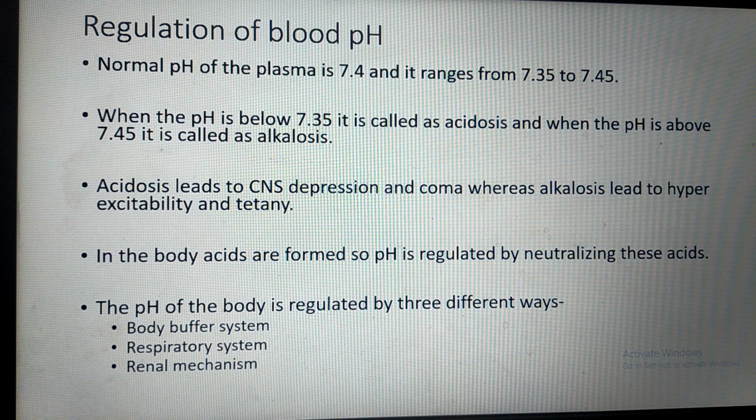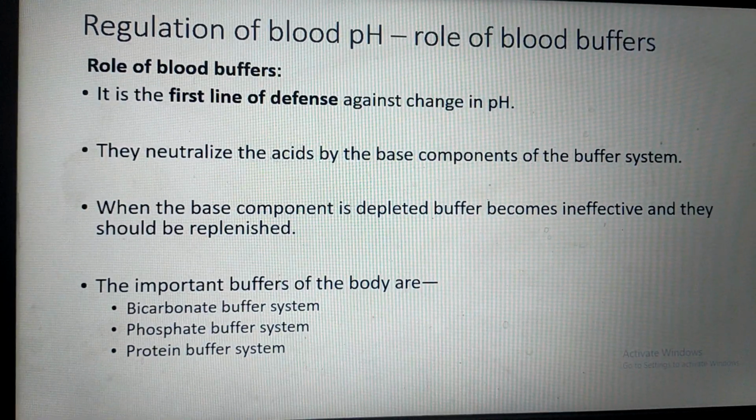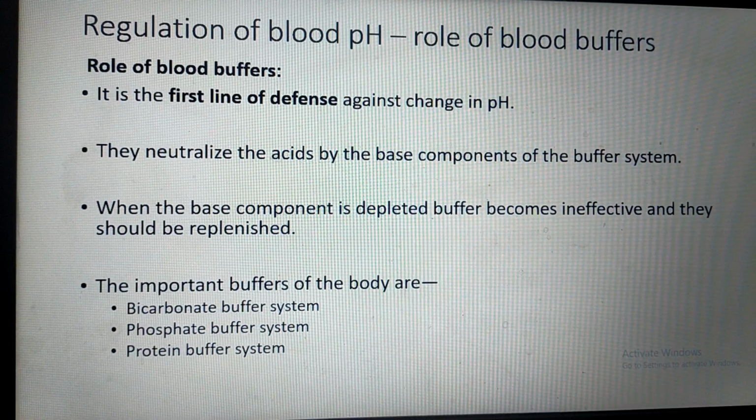In the body, acids are formed, so pH is regulated by neutralizing these acids. That means there is constant production of acids in our body. So pH of the body is regulated by three different ways, as I have told you: buffer system, respiratory system, and kidney, that is renal mechanism. So first we will study the role of blood buffers. It is also called the first line of defense against the change in pH.